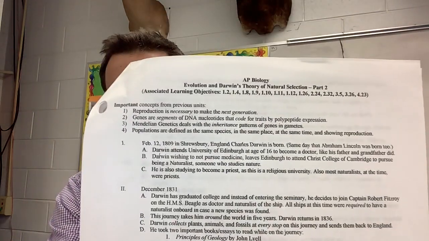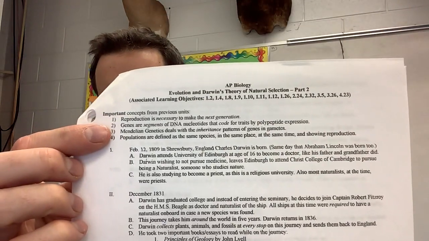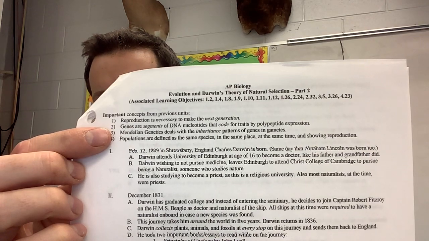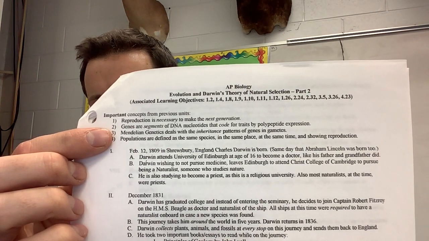Genes, those are things that are going to be inherited and passed on. So, those are going to express the traits that we see in organisms. 3 and 4, Walker. Mendelian genetics deals with the inheritance patterns of genes and gametes. Populations are defined as the same species in the same place at the same time and showing reproduction.